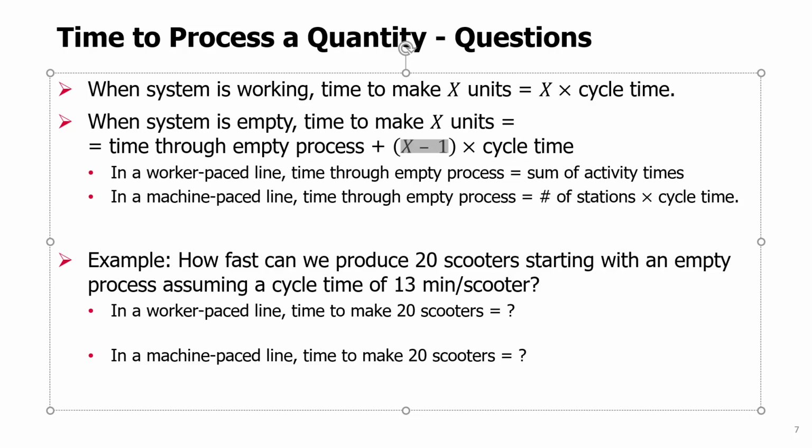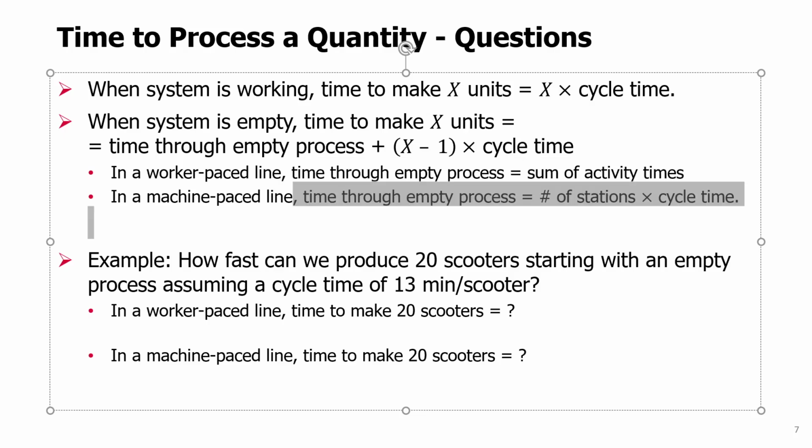Now, there's again a differentiation if it is a worker-based line, like the one we have here, when workers just move the scooters physically to the next station. Probably they are next to each other, so they just leave the scooter on one side of their station and the other worker picks it up. Then we can say that the time through empty process is just the sum of activity times. So basically, the scooter will be finished after the total time of activities.